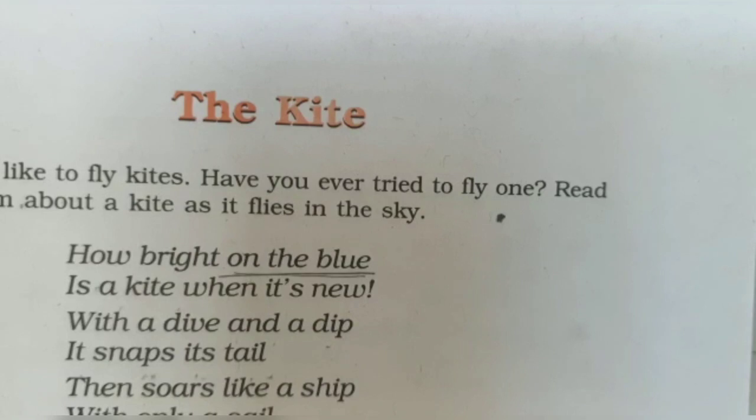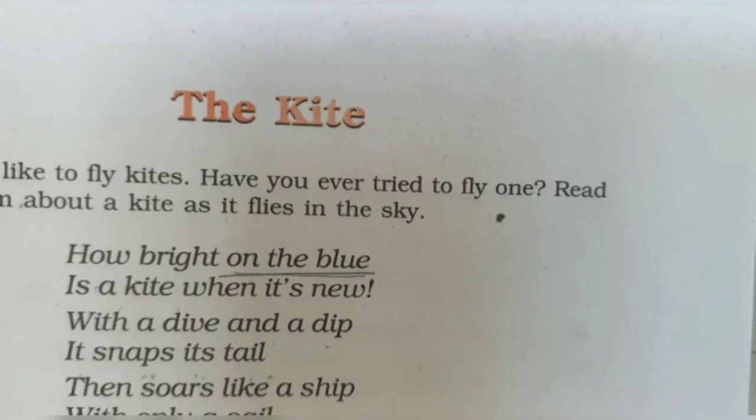Question number 3. Describe a kite's journey and its fate. According to the poet, the new kite looks bright when it flies in the blue sky. As it begins its journey and takes a dip and dives, its tail makes a snapping sound. It then soars in the sky with single string attached to it. More or less, question number 1 and question number 3 are almost the same.